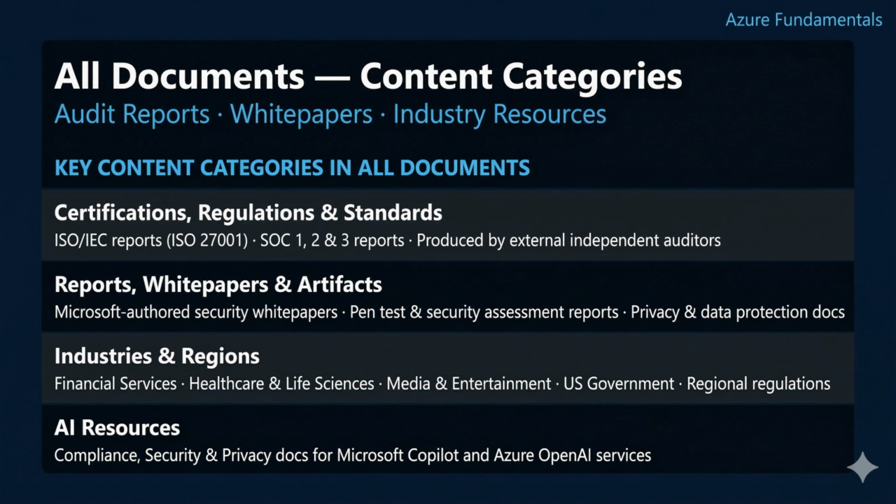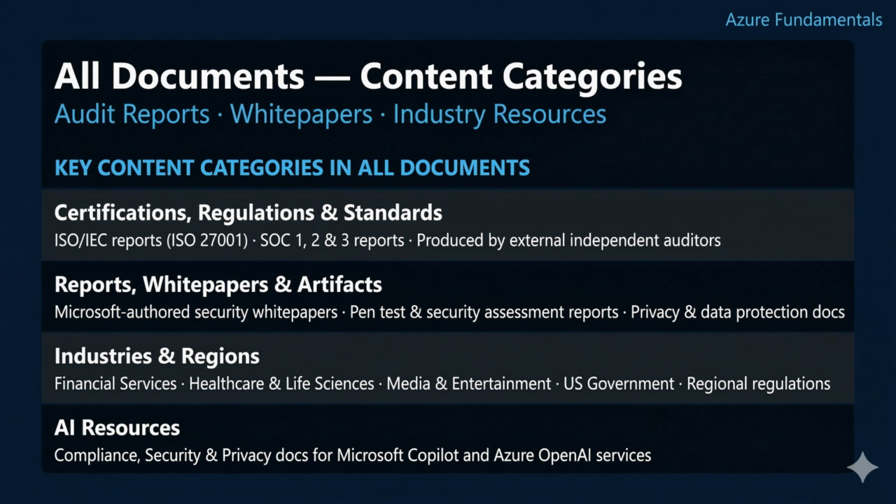The first major category is certifications, regulations, and standards. This is where you access the core audit reports that external auditors have produced about Microsoft's cloud services. Within this area, you will find ISO IEC reports from the International Organization for Standardization, covering standards like ISO 27001, which is the international standard for information security management. You will also find SOC reports, system and organization controls, covering SOC 1, SOC 2, and SOC 3, which are widely used audit frameworks for service organizations.